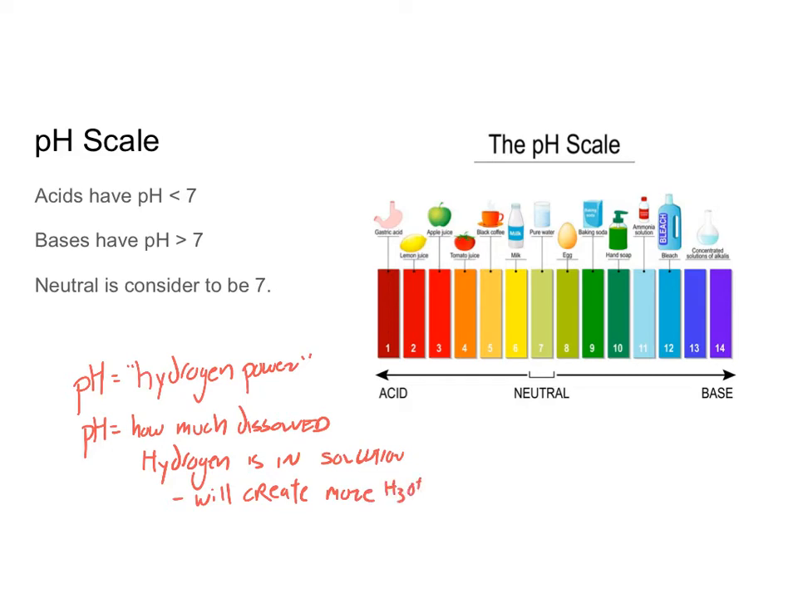The hydronium ion. So we'll create more H3O plus in solution, and the more H3O plus in solution that a substance has, the more acidic it is. So that's what pH is. Now, a basic solution doesn't mean that there's no hydrogen in it, it just means that there's significantly less. And really, pH is a ratio of dissolved hydrogen to hydroxide, OH.